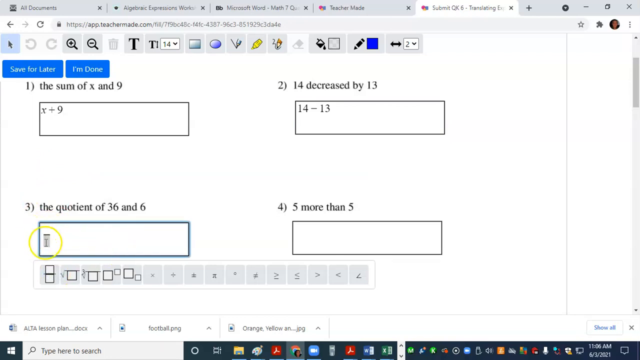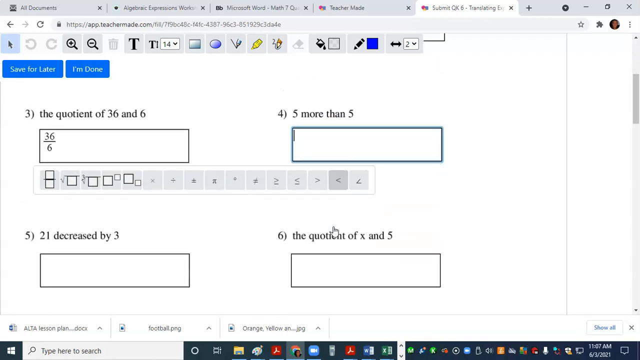And notice that my cursor is on top of a fraction, so I want to put it in the exact order that the quotient is listed here. The quotient of 36 and 6, so my first number is 36. And I read the fraction bar as divide by, 36 divided by 6. So to get down to the bottom shelf, I have to use the arrow keys on my keyboard. So I hit the down arrow and I put in the 6. And then that is entered, right? I can just hit enter, or I can just click off the box onto the next problem. 5 more than 5, that's just adding 5 plus 5.